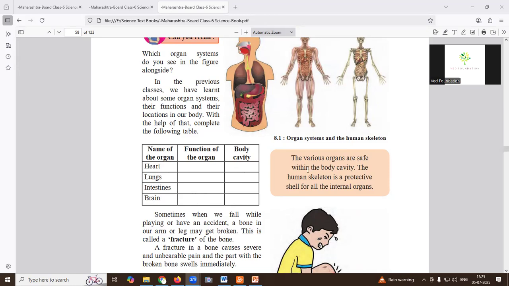The various organs are safe within the body cavity. The human skeleton is a protective shell for all internal organs.